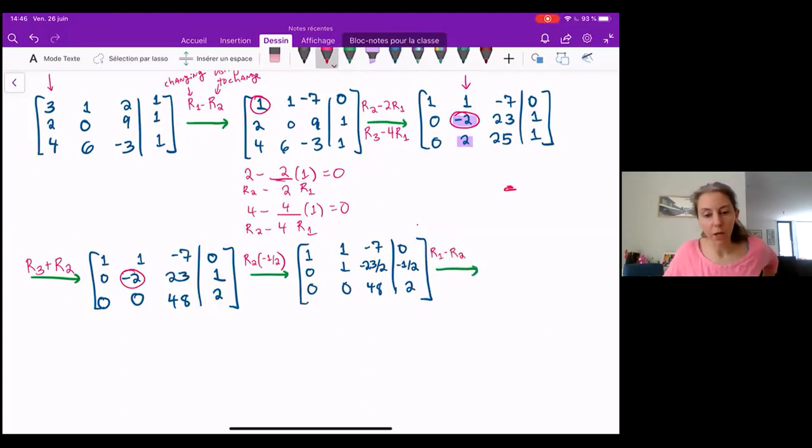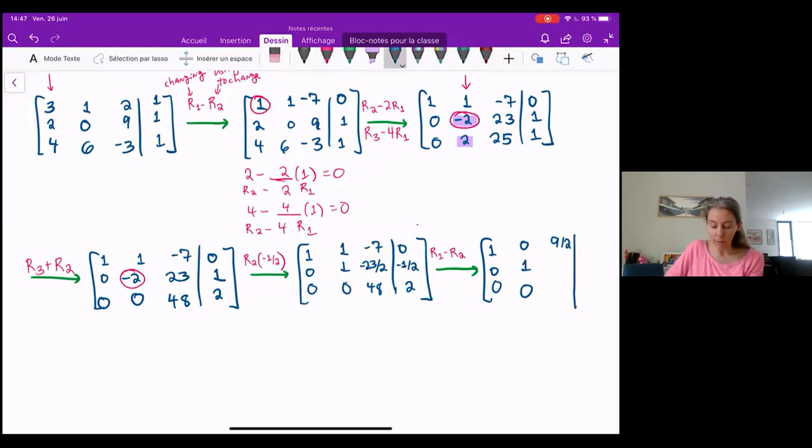Minus row 2, again, my goal being to make that 1 up top a 0. So I'm going to end up with 1, 0, 0, 0, 1, 0. And then here I will have -7 minus -23 over 2. That's plus 23 over 2. That's going to give me a 9 over 2. And then 0 minus -1/2 gives me a 1/2.